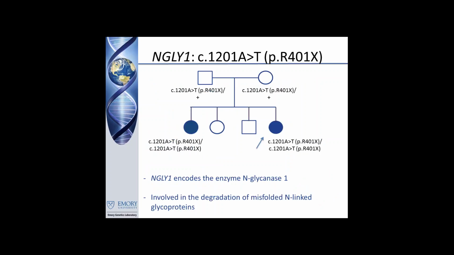On exome sequencing, we found a nonsense change in NGLY1. You'll see here, the proband was found to be homozygous for this. We did targeted testing in the parents as well as her affected sibling. The affected sister was found to also be homozygous, and each of the parents were found to be carriers. This gene encodes the enzyme N-glycanase 1, which is involved in the degradation of misfolded N-linked glycoproteins.